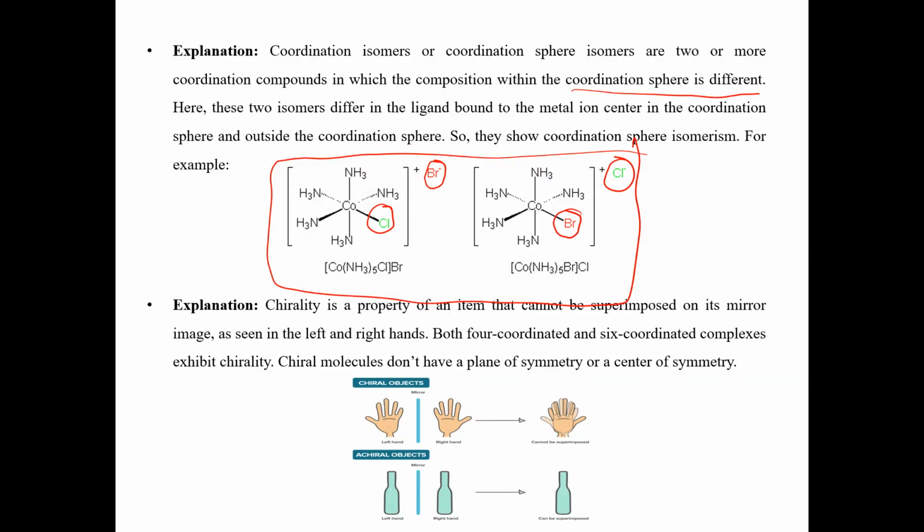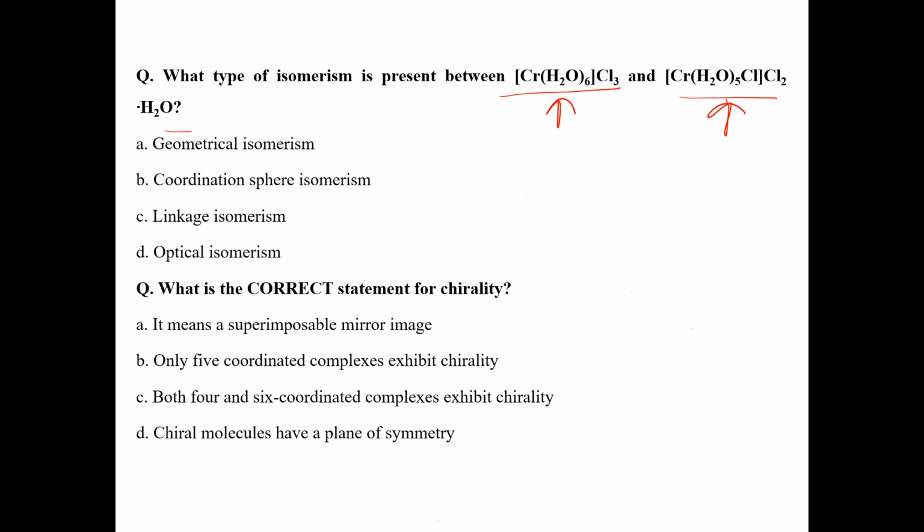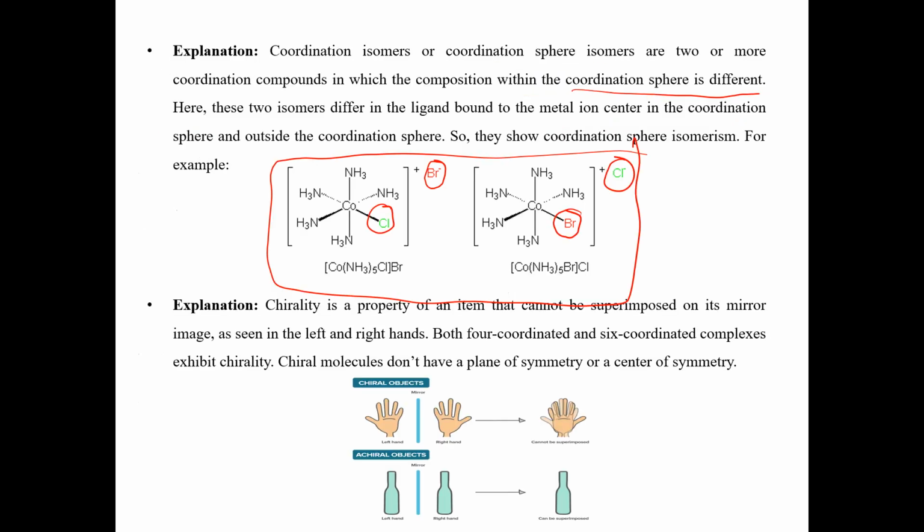In a similar scenario, you can see the same situation, so they will exhibit this coordination sphere isomerism. Moving to the next one, what is chirality? There are some conditions for chirality. First, compounds should not have a plane of symmetry or center of symmetry. Second, the structure should be non-superimposable.